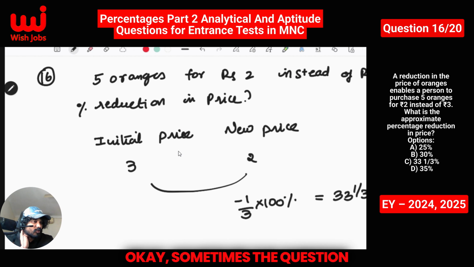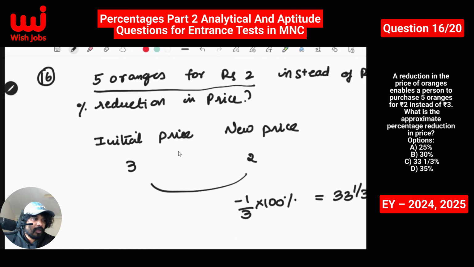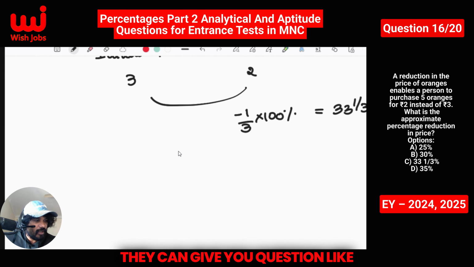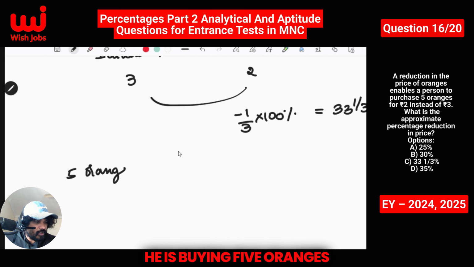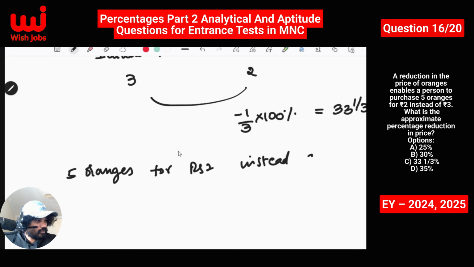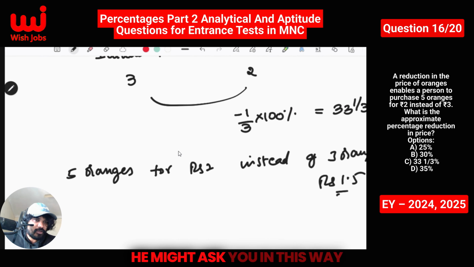Sometimes the question could be tricky. They can give you a question like, he is buying 5 oranges for 2 rupees instead of 3 oranges for 1.5 rupees. He might ask you in this way.